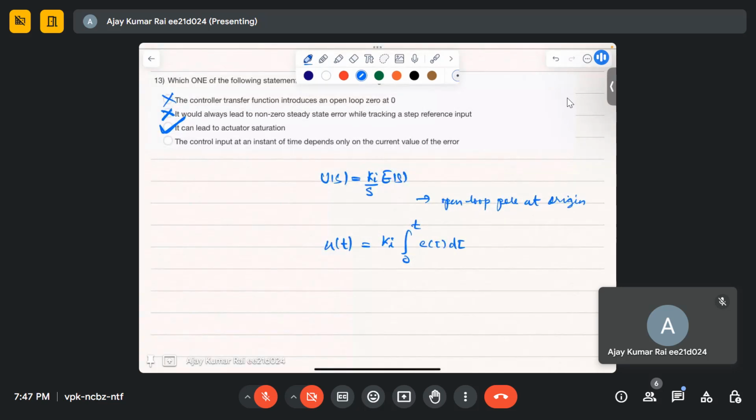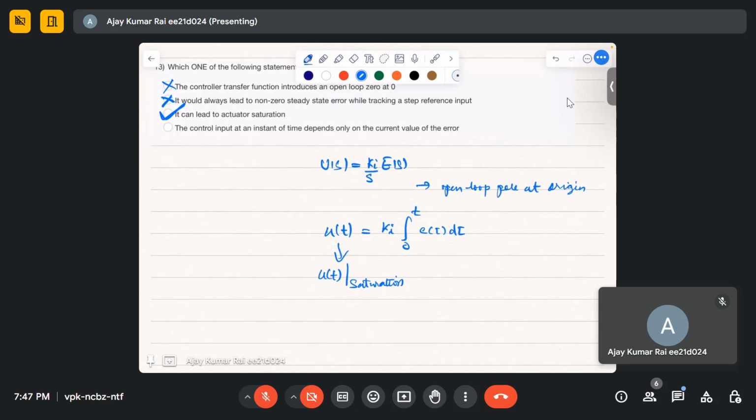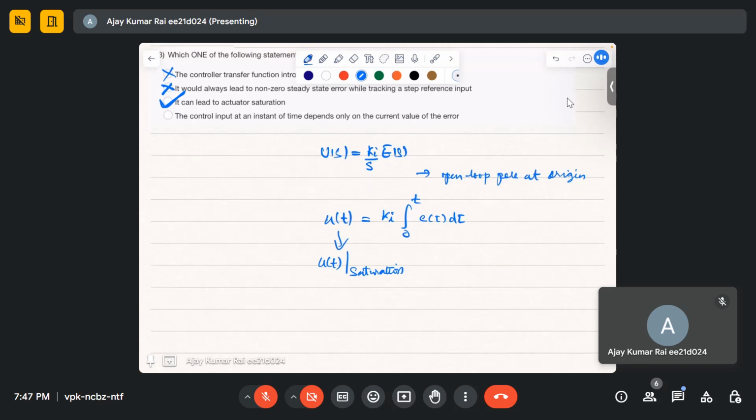And since you are integrating, you are summing all the errors, and it may reach a point where the summation reaches saturation, like u(t) will reach the saturation limit. It will reach saturation because of this summation of error. So that can happen. It can lead to actuator saturation, because after the controller, the actuator will be there, driving the plant.